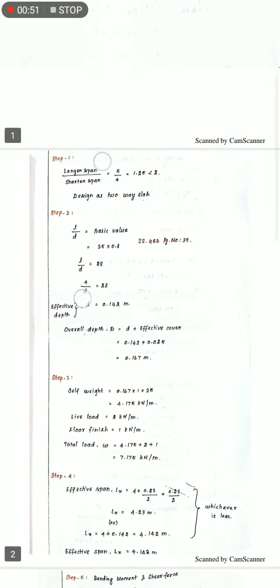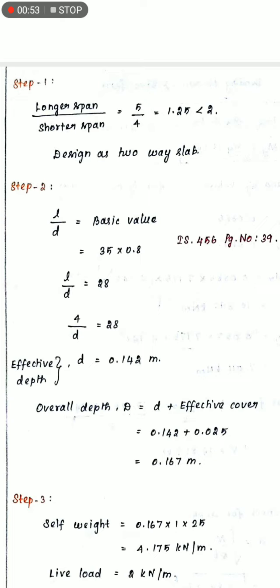The first step is the slenderness ratio. That is the ratio between the longer span and the shorter span, which is less than 2. If it is greater than 2, you will go for design as a one-way slab. But here, that value is less than 2. So therefore, design as a two-way slab.